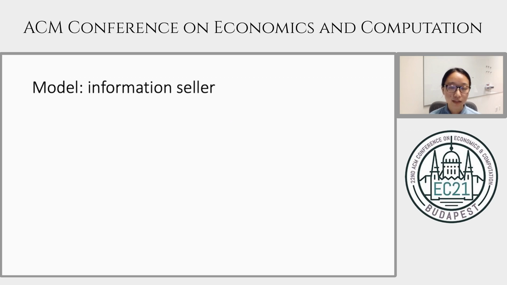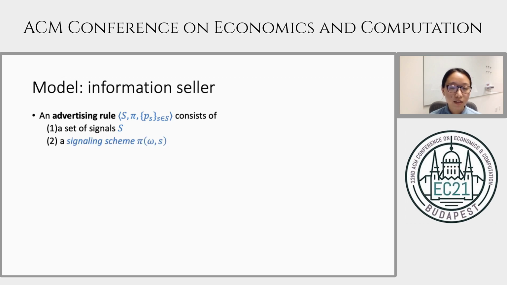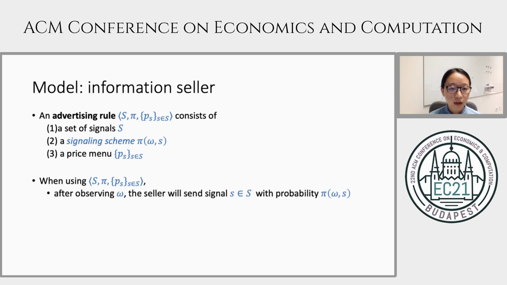So we formally define a seller's strategy as follows. A seller can use an advertising rule that consists of a set of signals that the seller can send to the buyer, and a signal scheme that specifies how the signal should be sent, and also a price menu that defines how to set the price. And when using an advertising rule, after observing omega, the seller will send a signal s with probability pi omega s specified by the signal scheme. And when s is sent, the seller will charge a price ps for the full revelation of omega.